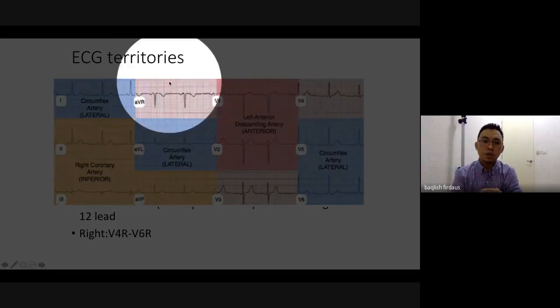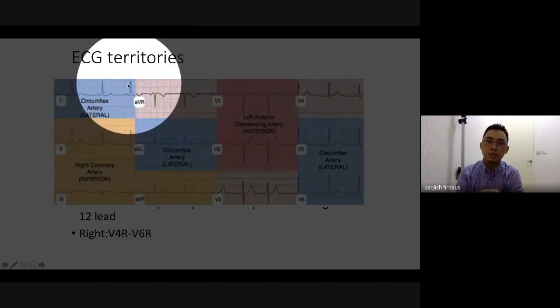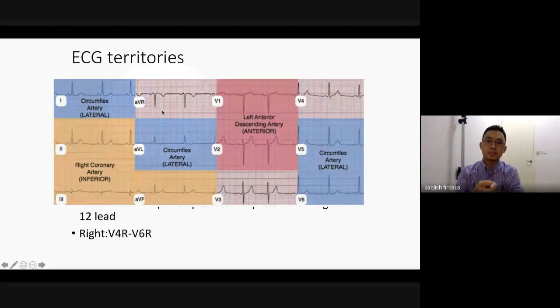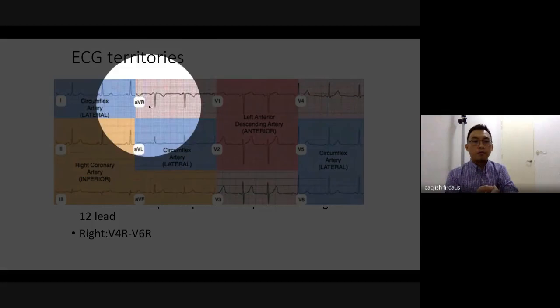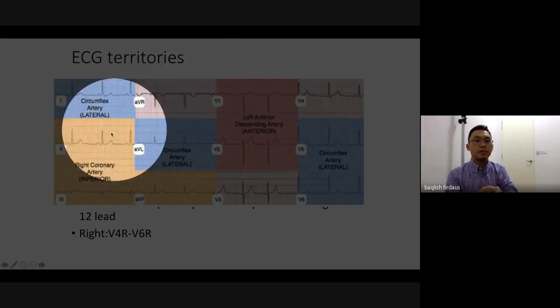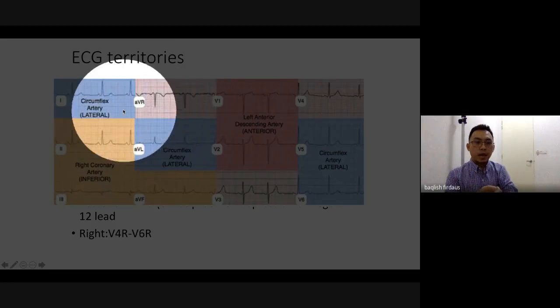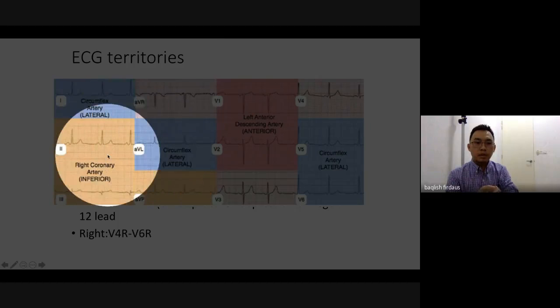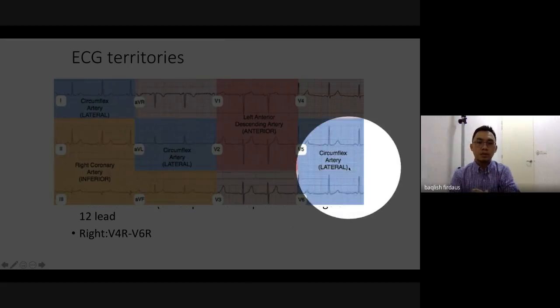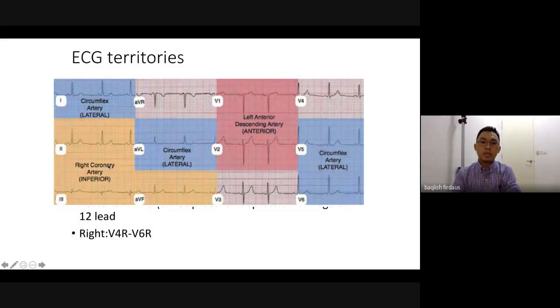Last but not least, you must always look at lead aVR, because it's important. If we have ST elevation in lead aVR and ST depression in more than 7 other leads, it indicates a left main artery stenosis or occlusion. It is suggestive of a very massive infarction.